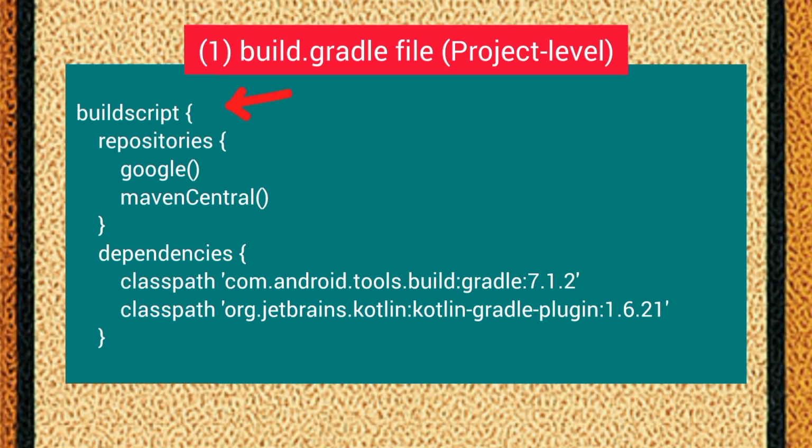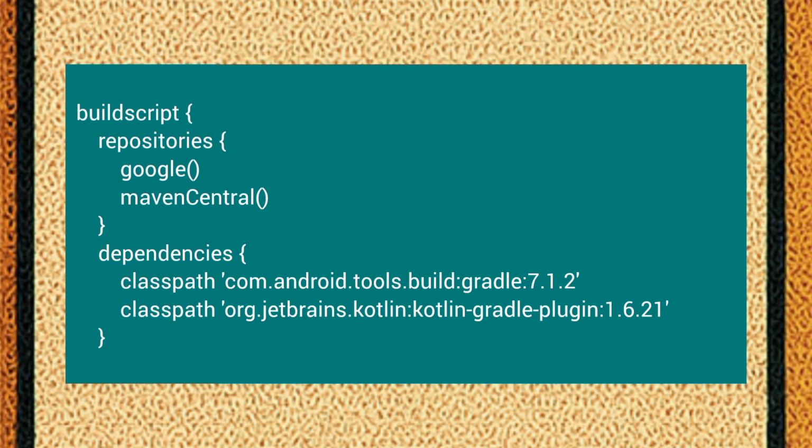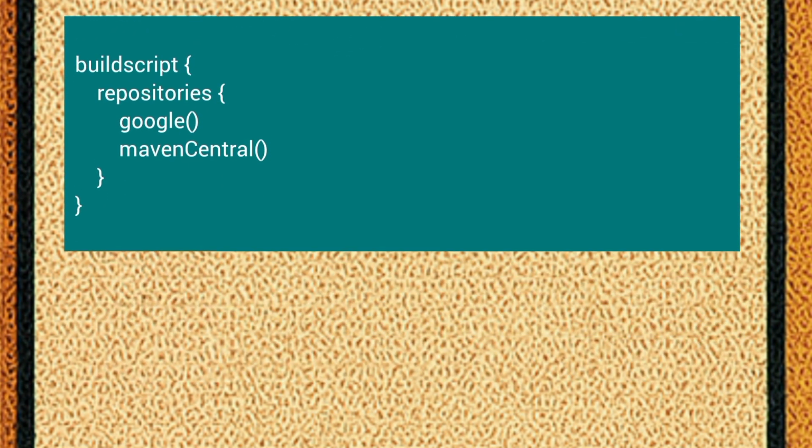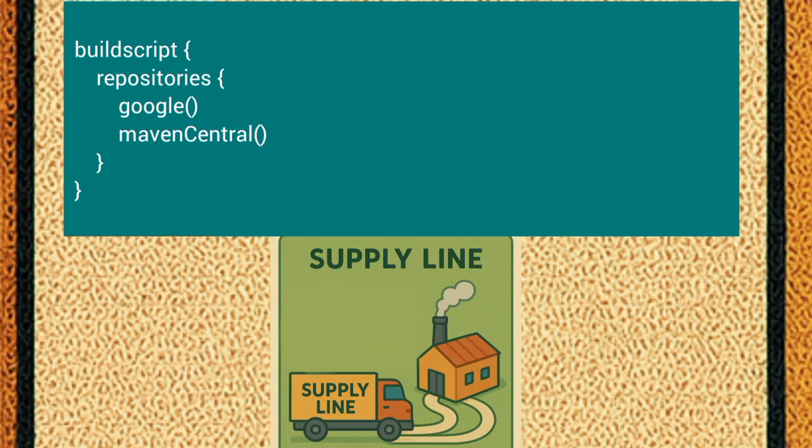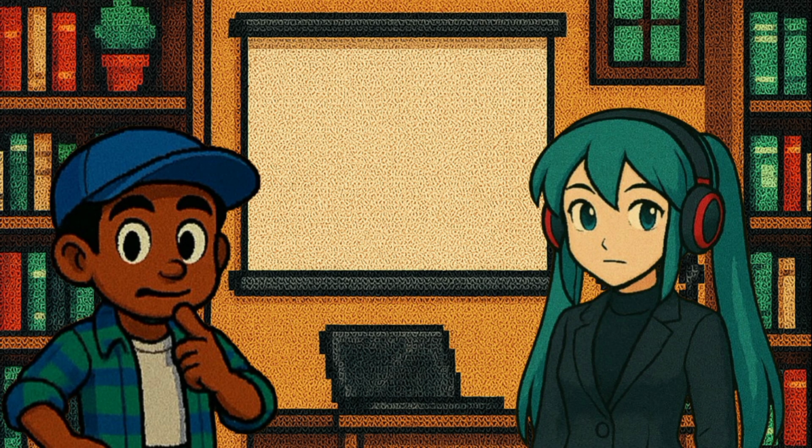First, there's the buildscript block. Think of this as the supply line for the factory. It tells Gradle what it needs before it can even start building your app. Supply line? Like, tools and materials?